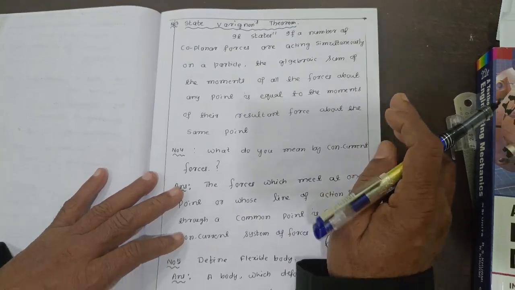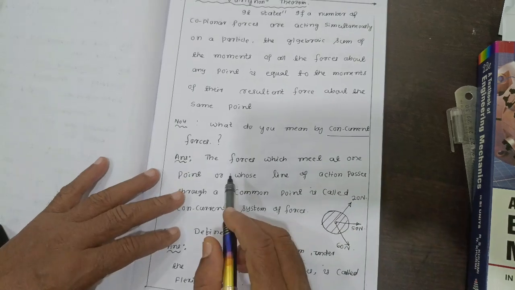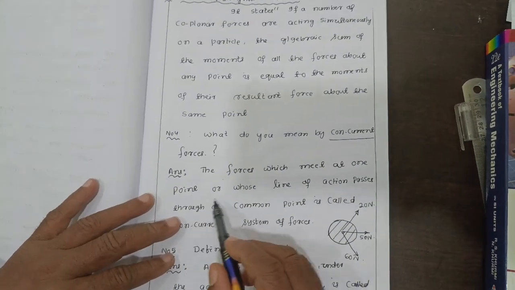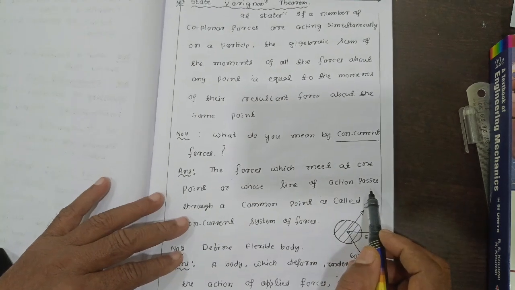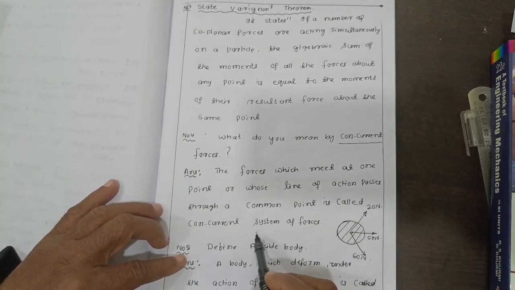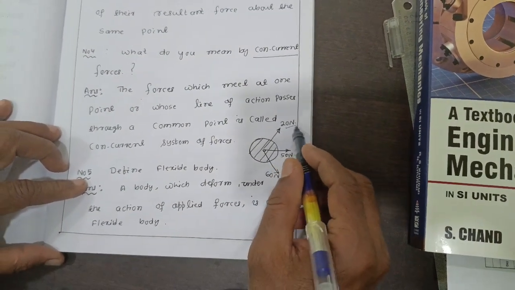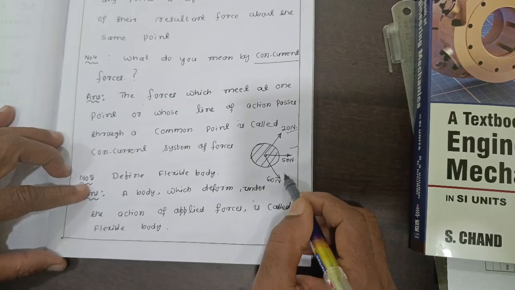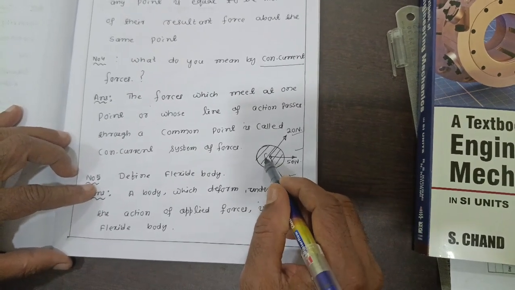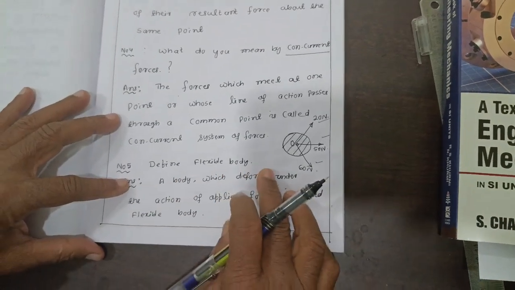Then, next question is, what do you mean by concurrent forces? The forces which meet at one point, or whose lines of action pass through a common point, are called concurrent forces. In the example, these 20 Newton, 50 Newton and 60 Newton forces pass through a common point, that is O.